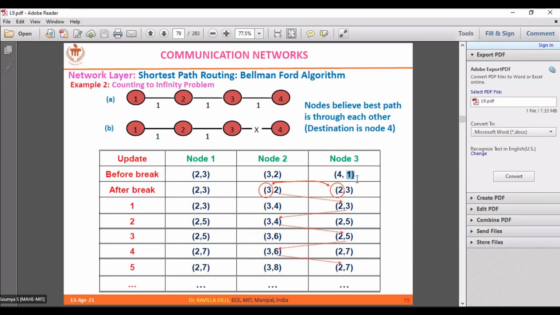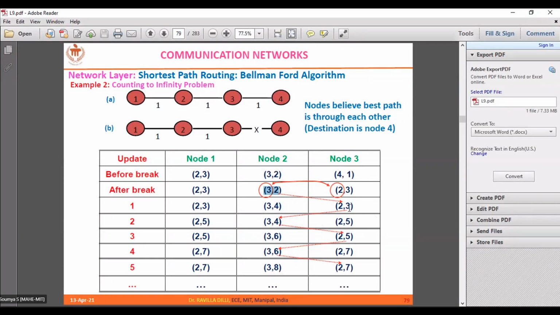Node 3 does not know what its distance is to node 4. So what does it do? It asks its neighbor if it has got a route to node 4. Then what happens? Node 2 had its distance as 2, isn't it? It had an entry to node 4, which got shared. So it shares that the distance to node 4 is 2.